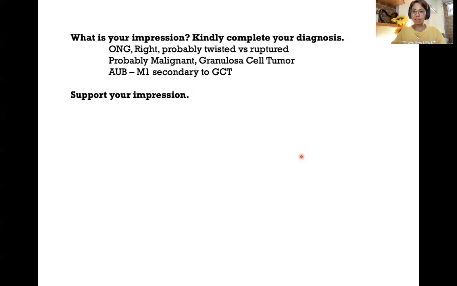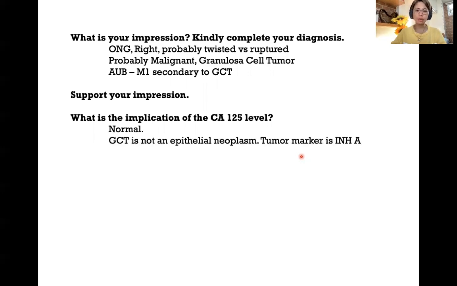Of course, don't forget the gravidity. It's very important, newly gravid. Why is the CA125 level normal? Because as I said, this is a sex-cord stromal tumor. What's the tumor marker for granulosa cell? Inhibin, not CA125.